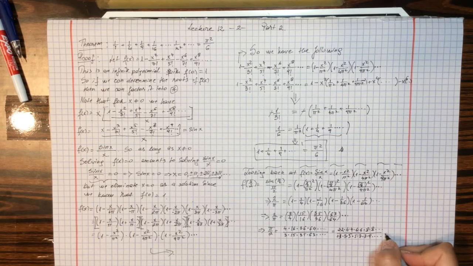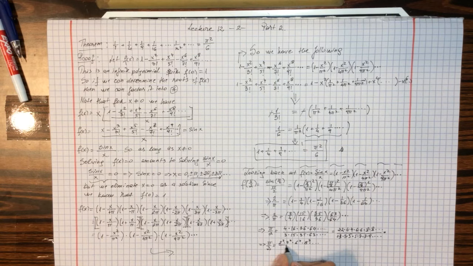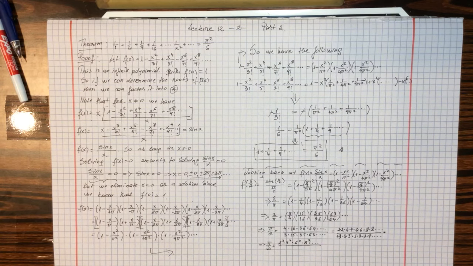So if you notice, this is nothing other than saying pi over 2 is actually equal to 2 squared times 4 squared times 6 squared times 8 squared times, continue taking the square of all even numbers, over the square of odd numbers. So 3 squared times 5 squared times 7 squared times 9 squared, and so on.